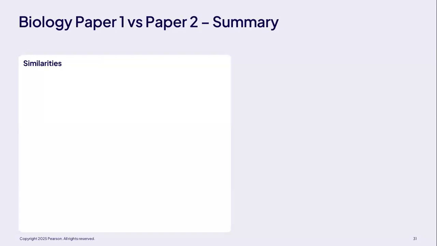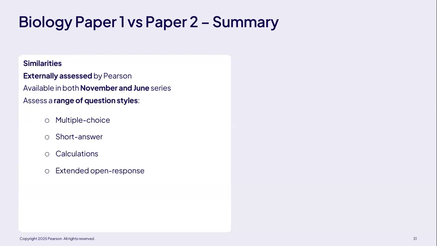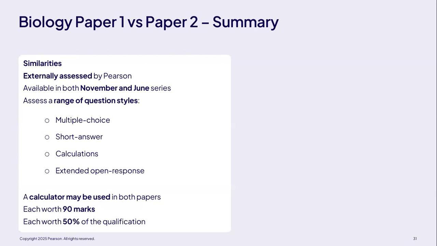So if we compare the two papers, they're both assessed by Pearson externally. There's no internal assessment, it's all external assessment. They are available in both the November and June series. There is a range of question styles, multiple choice, short answer. There will be calculations on all papers. Maths accounts for 10% of the marks, which is spread throughout the paper in the context of the exam questions. A calculator may be used. Students are being assessed on their ability to analyse data, not on their arithmetical ability. Each paper is worth 90 marks, and each paper is worth 50% of the qualification.